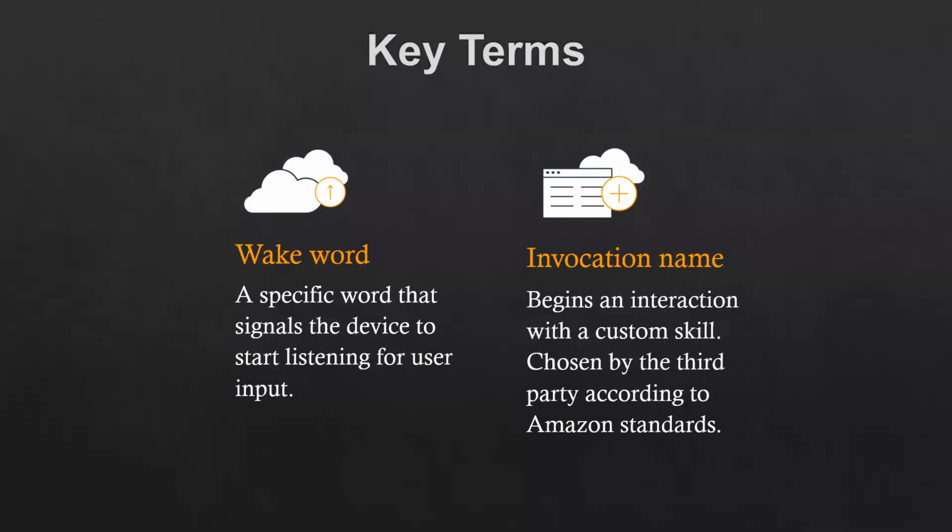The other is the invocation name. It starts an Alexa skill and is chosen by the developer as long as it follows Amazon standards. For example, if you were creating an Alexa skill called My Interesting Facts, you would probably make the invocation name My Interesting Facts.